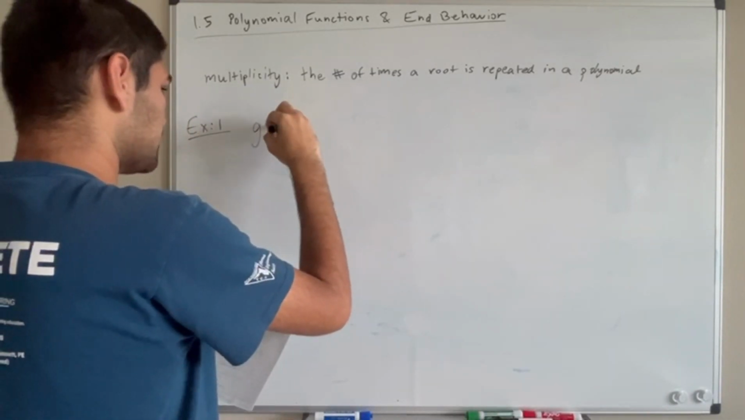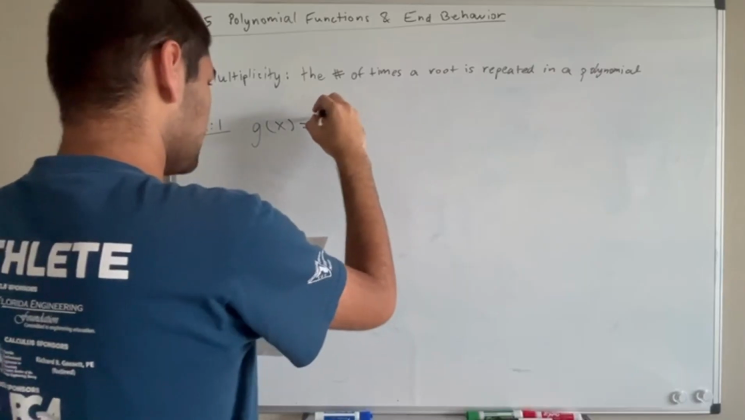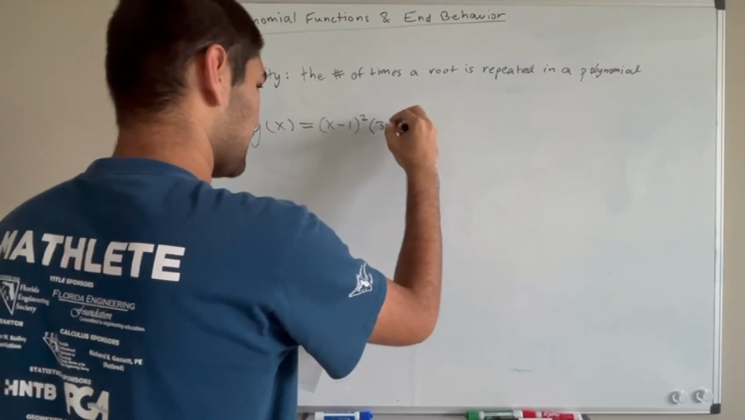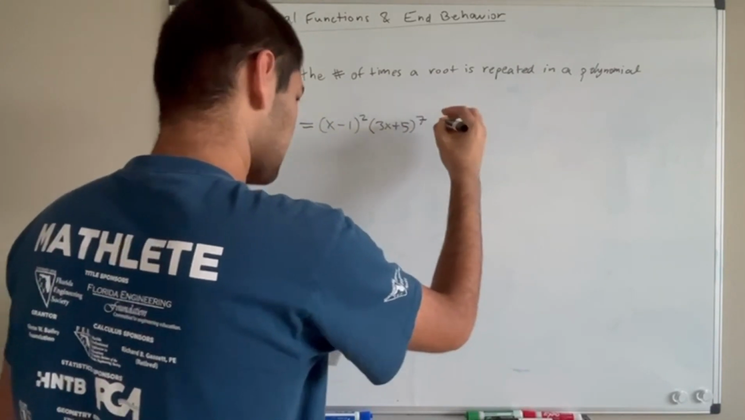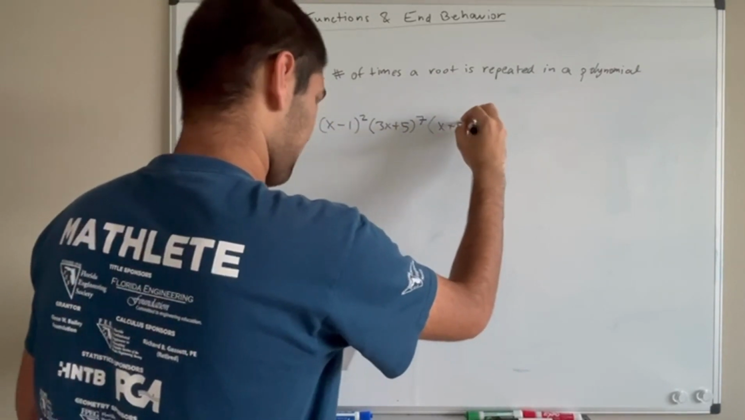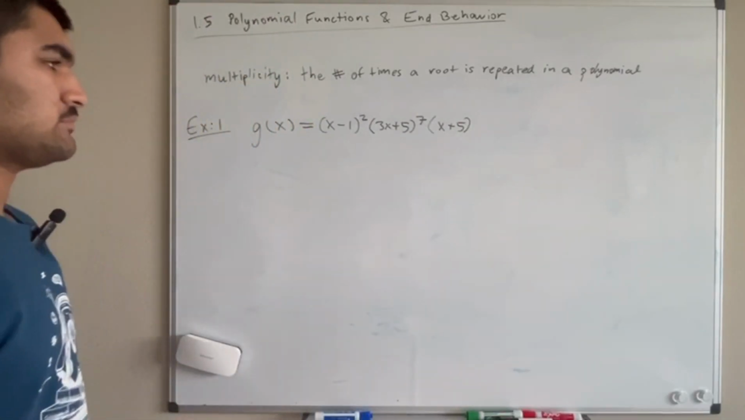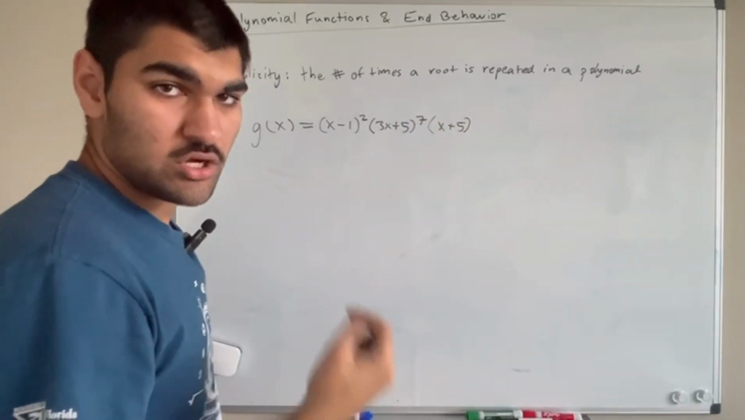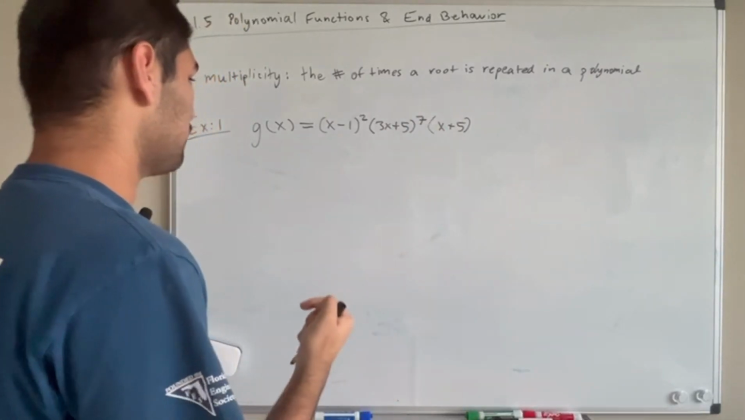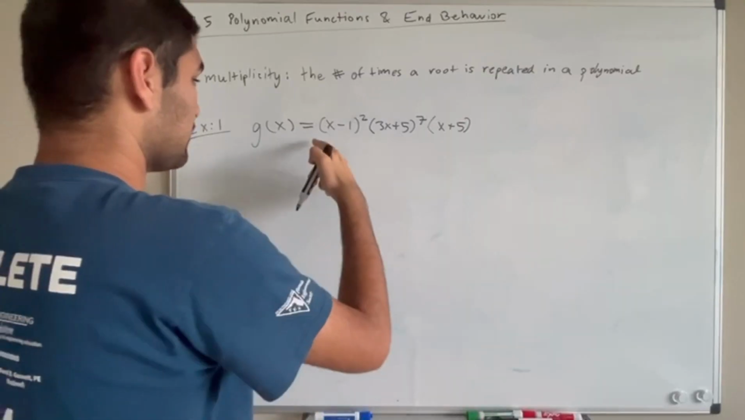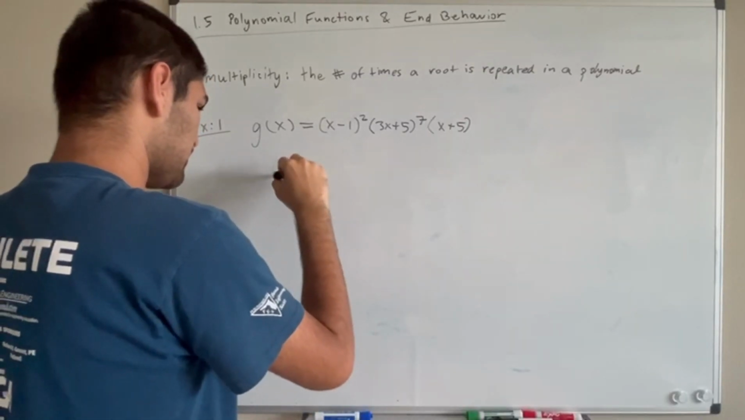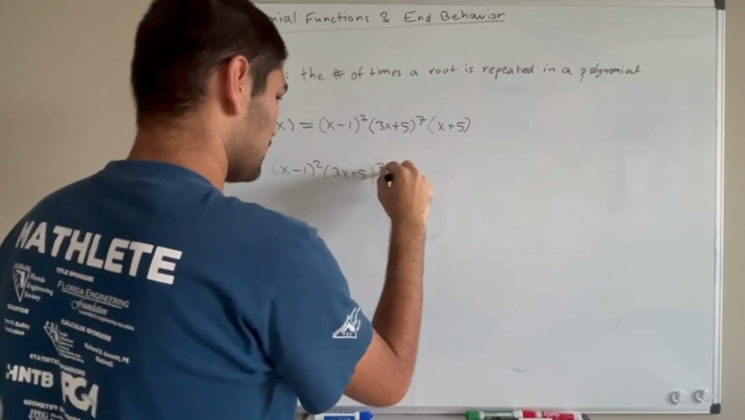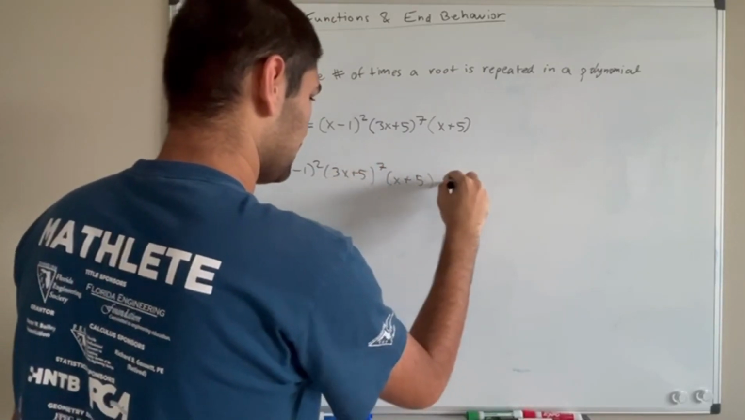Let's find the multiplicity for each of the roots of g of x equals (x minus 1) squared times (3x plus 5) to the 7th times (x plus 5). Okay, so notice how each of these linear factors corresponds to one root of g of x. So for example, if we set this whole thing equal to 0, we get (x minus 1) squared times (3x plus 5) to the 7th times (x plus 5) all equals 0.